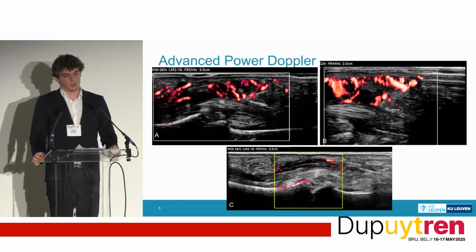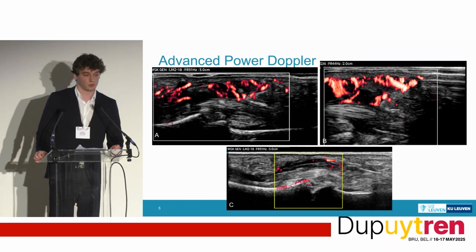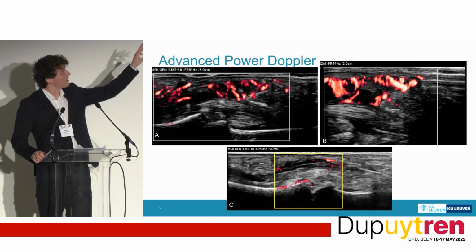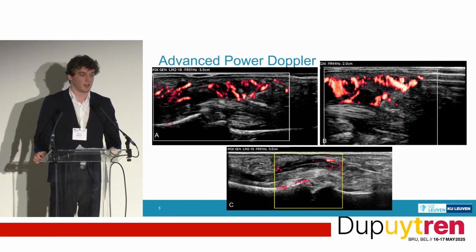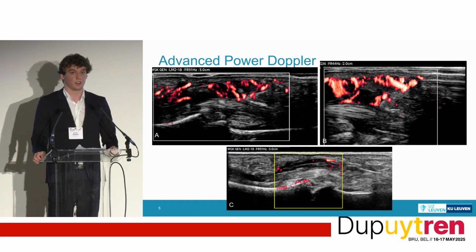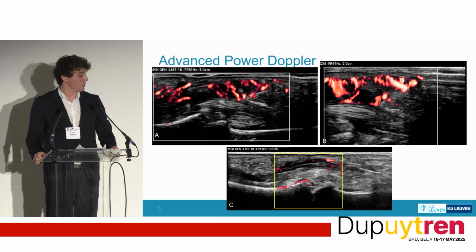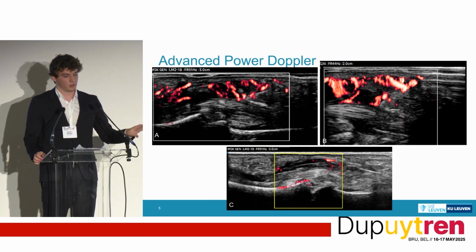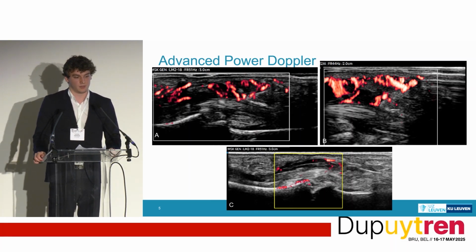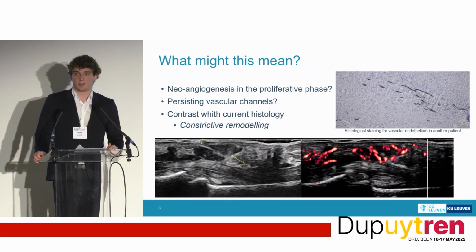When you put on advanced power Doppler or microvascular flow function on the ultrasound, you can see inside the zones where the Dupuytren tissue is located, there is a very strong signal of vascularization. In comparison to this, on the bottom image, you can see there is almost no signal. It shows a classical view of a Dupuytren's nodule with only some peripheral blood vessels. So what can we make of this?